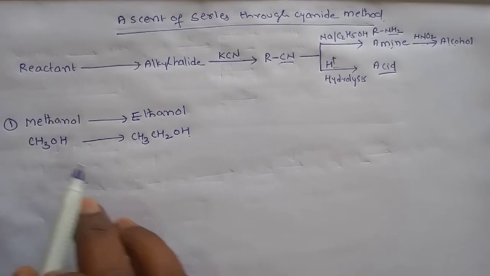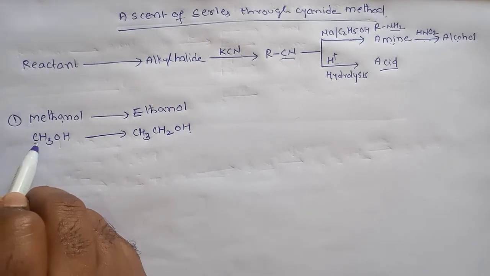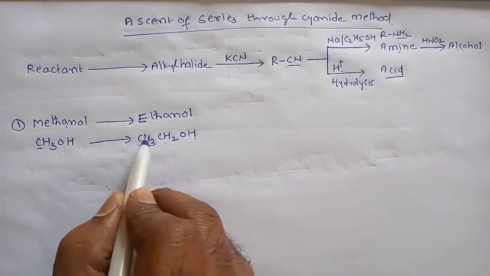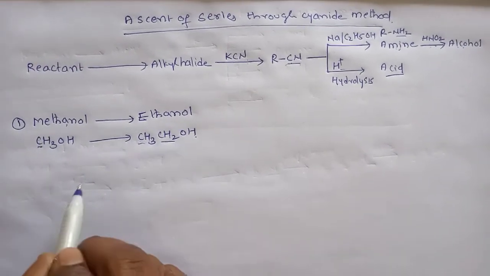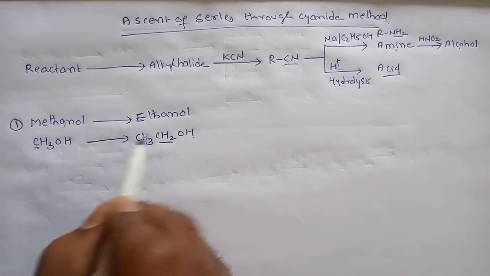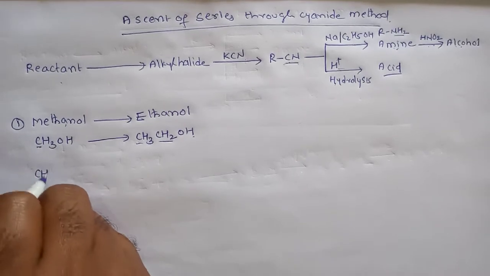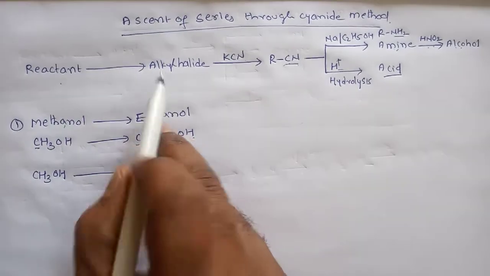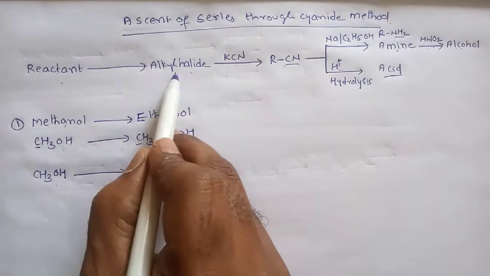Now example, methanol is converted into ethanol. So methanol has one carbon atom, whereas ethanol has two carbon atoms. Now here you have to increase the carbon compound by one carbon atom. To do this you have to follow this general method. First, CH3OH, methanol, is converted into alkyl halide. The reactant is converted into alkyl halide.